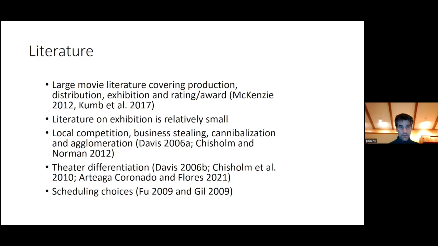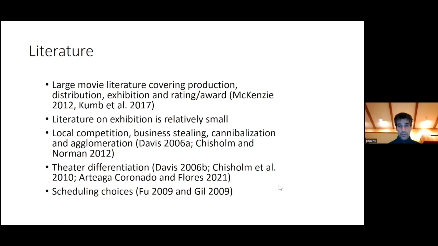Finally, the last literature that is relevant for us is the literature on scheduling. There's literature on scheduling choice that shows that scheduling matters, and scheduling responds to a number of things, such as how frequently you show a title and when you retire a title.